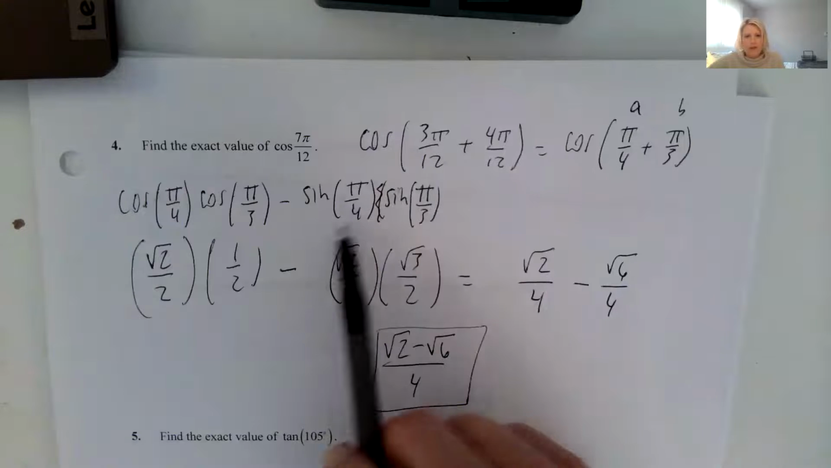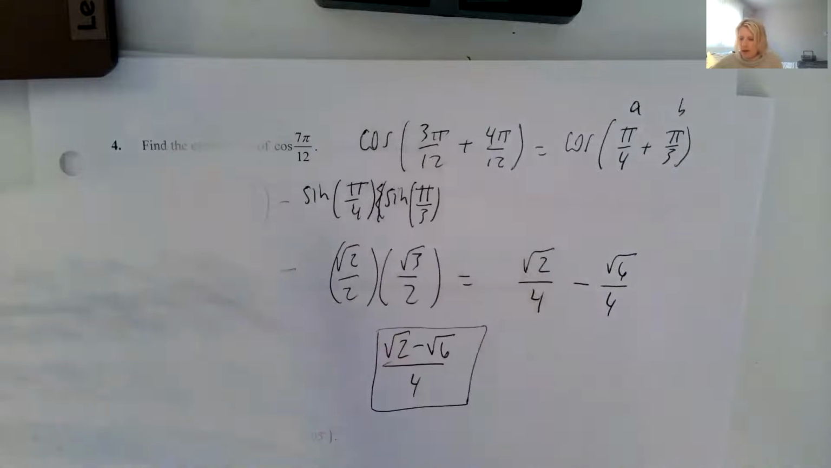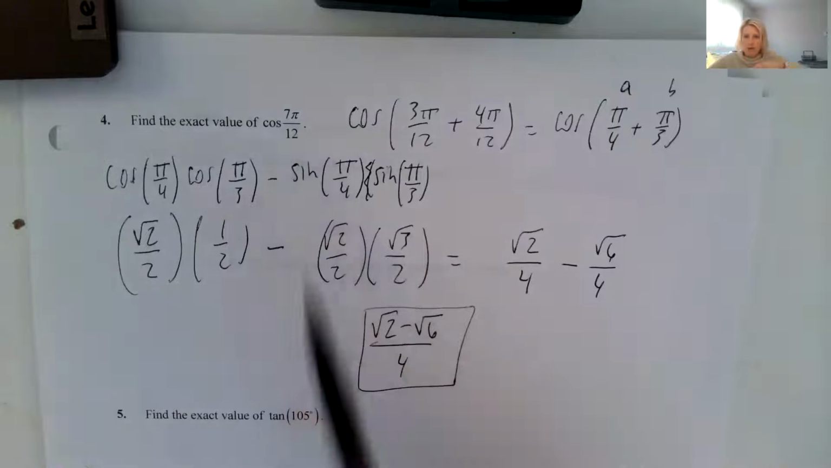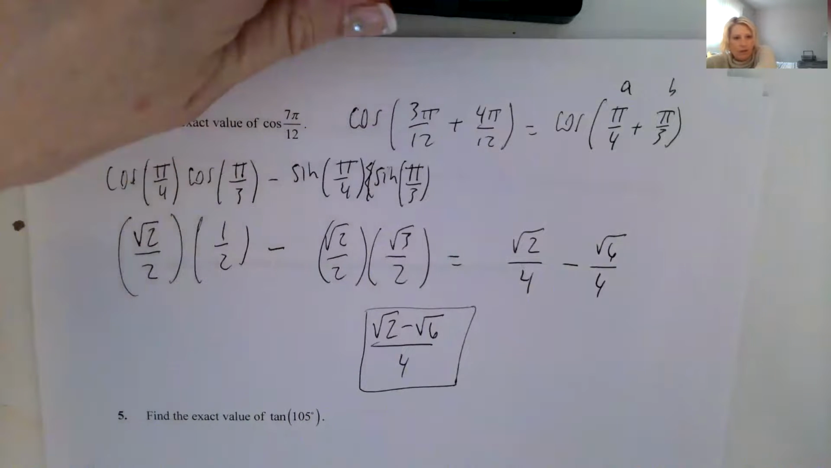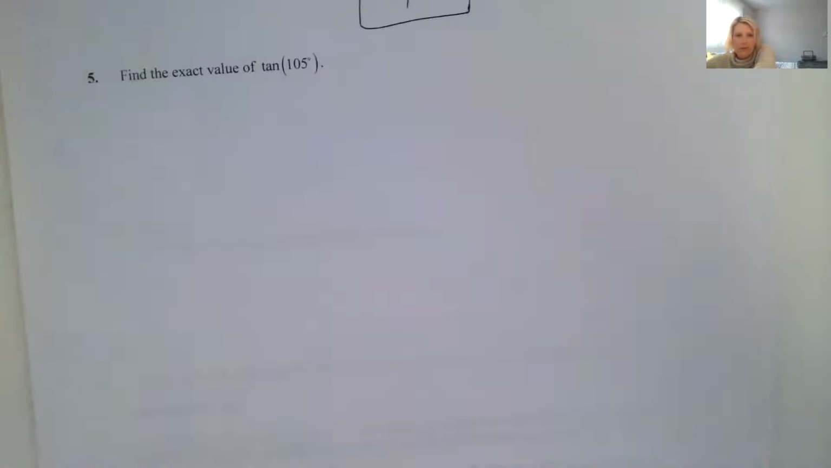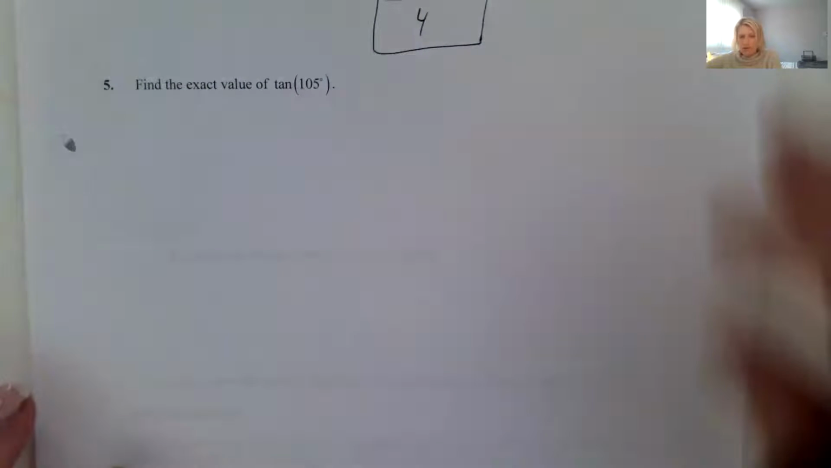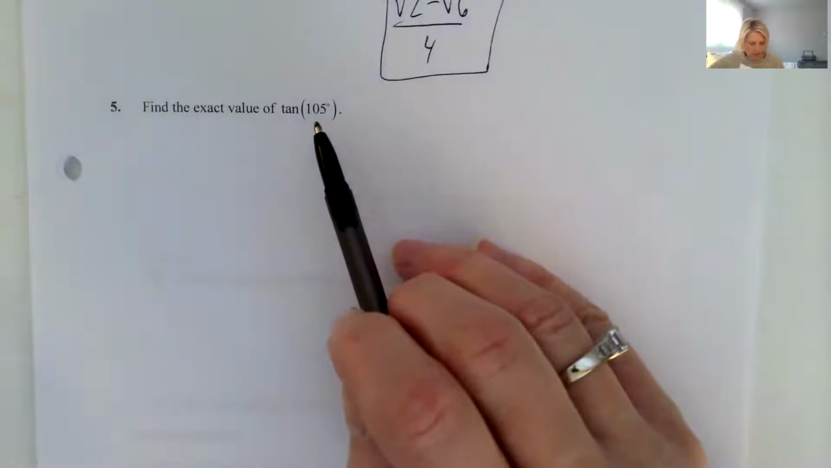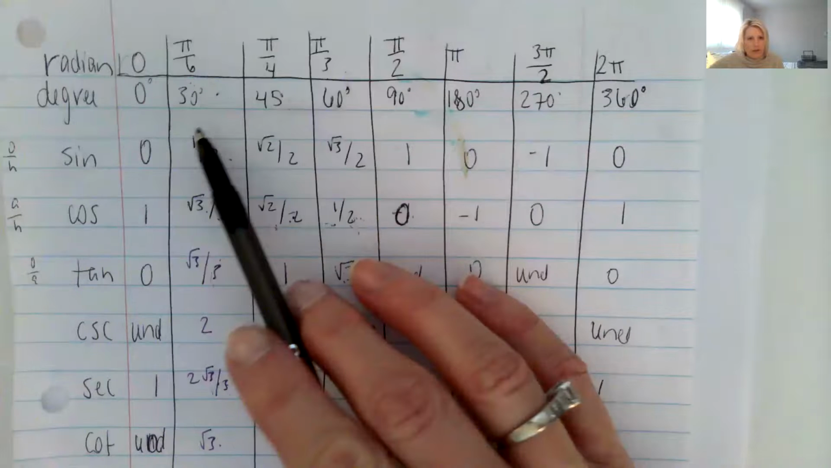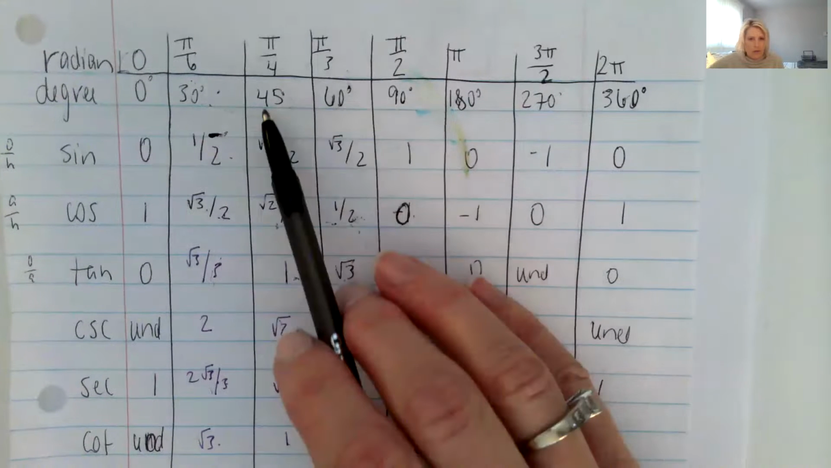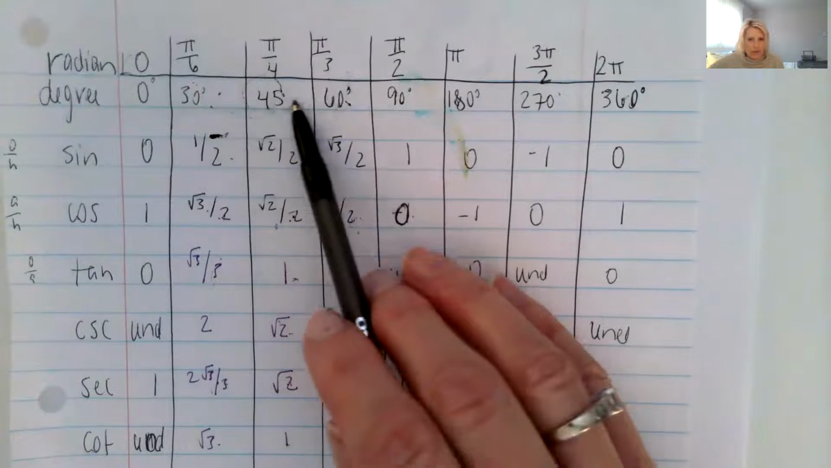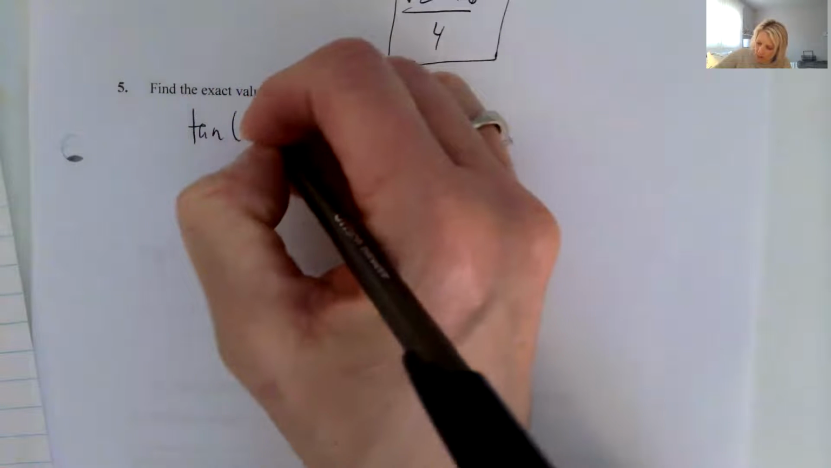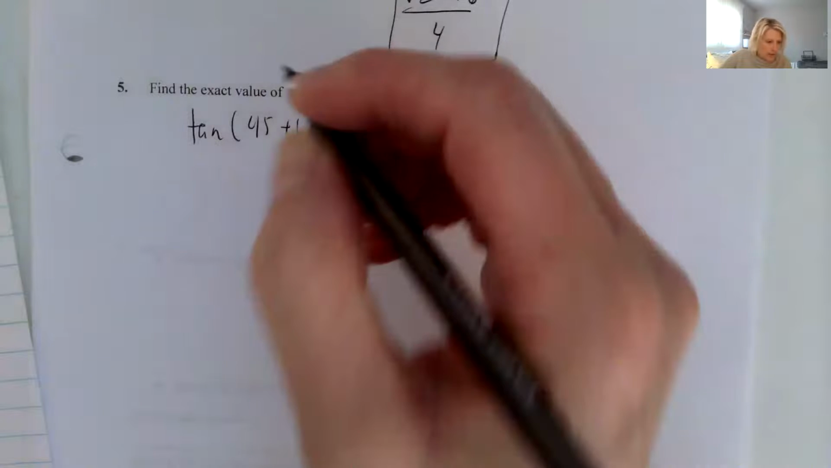So you have to think of what are some of my common reference angles that I know that I can use to make 7 pi over 12. Number 5 is a similar one, but it's given in degrees. So we want to think of how we can make 105 degrees from some things that we know. So it's got to be a 45 and something. So 45 and 60. So this can be tangent of 45 plus 60.